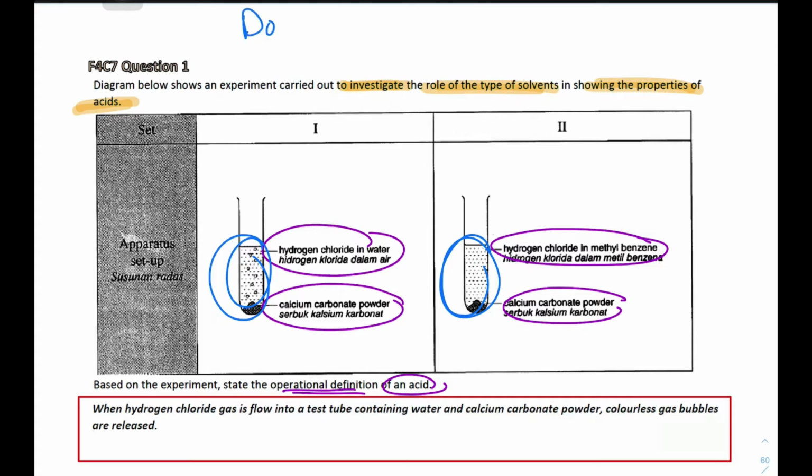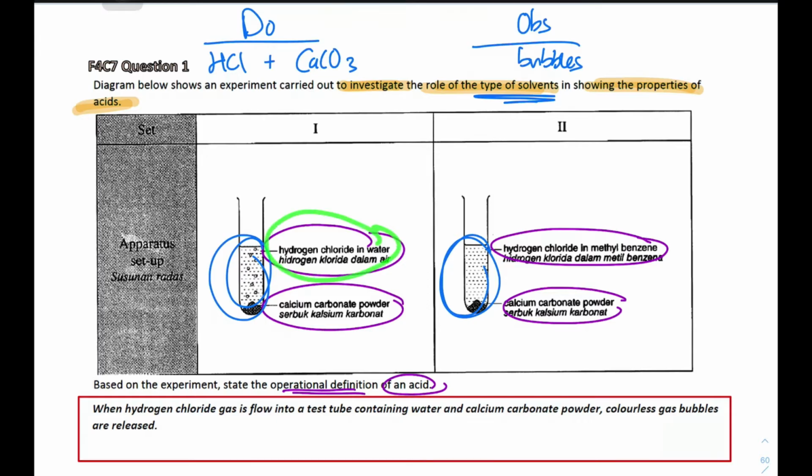So what we do is add HCl with different types of solvent into calcium carbonate. And the observation is bubbles. For an experiment like this, you can't do comparison. You can't say hydrogen chloride which is more water, or hydrogen chloride that is less water. You can't make a comparison. You see, in this question they say acid. They want the experiment to show acidic property. So which one is showing acidic property? Number one, right? So for this kind of experiment, you are not going to make comparison.